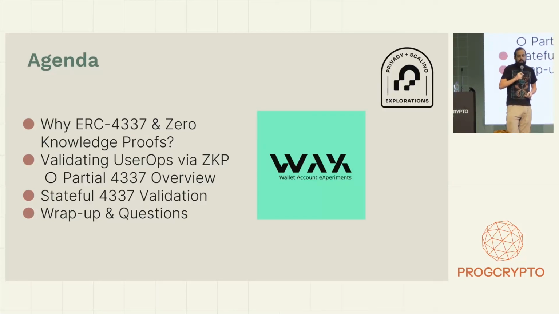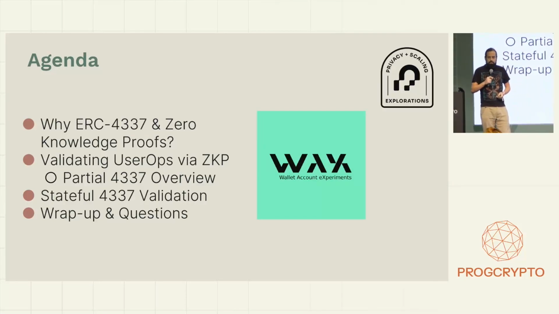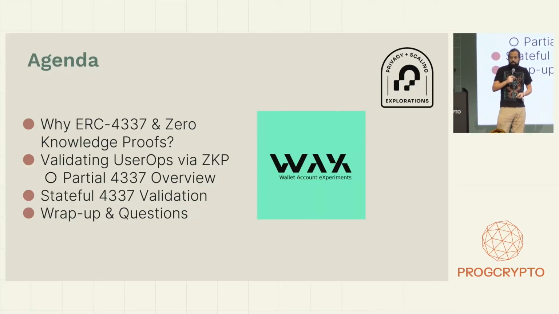For our agenda, we're going to go over why we are using ERC-4337 and zero-knowledge proofs and what they open up. We're going to go through validating UserOps via ZKP, including a partial overview of 4337, which is a leading account abstraction spec in the Ethereum space. We're going to cover stateful validation inside of 4337, and then we should have time for wrap-up and questions.